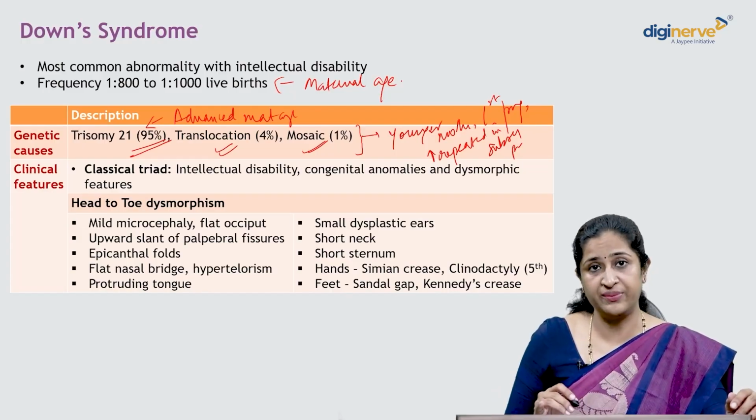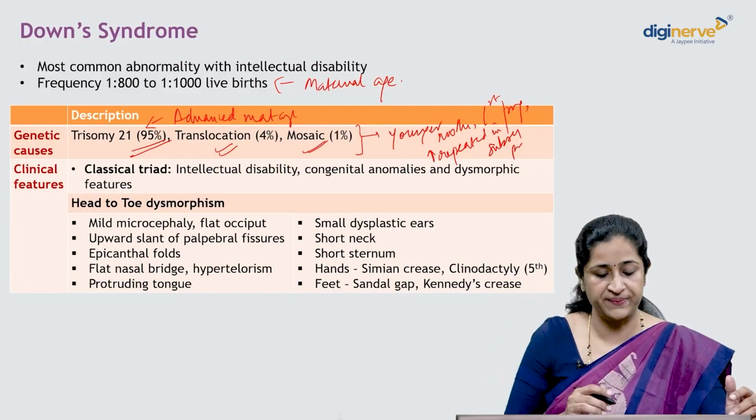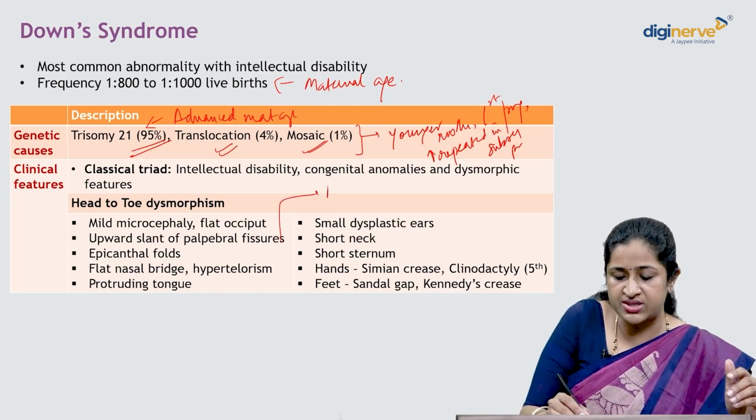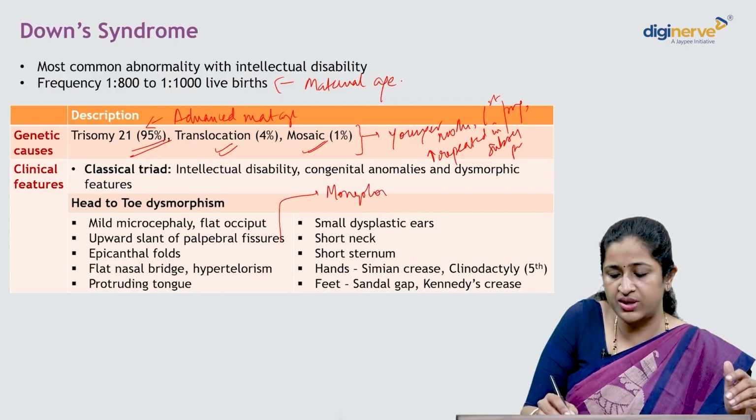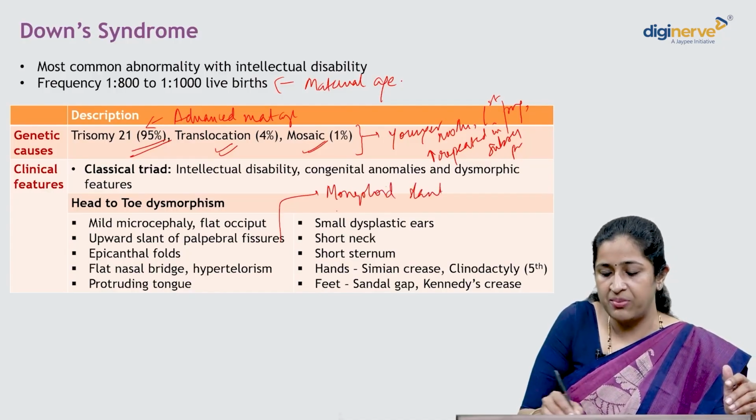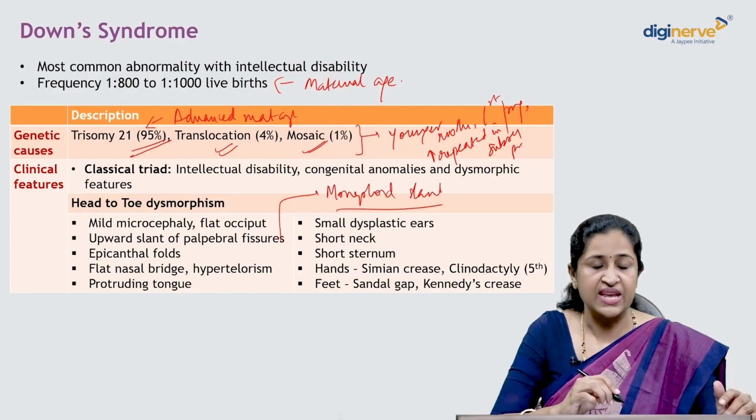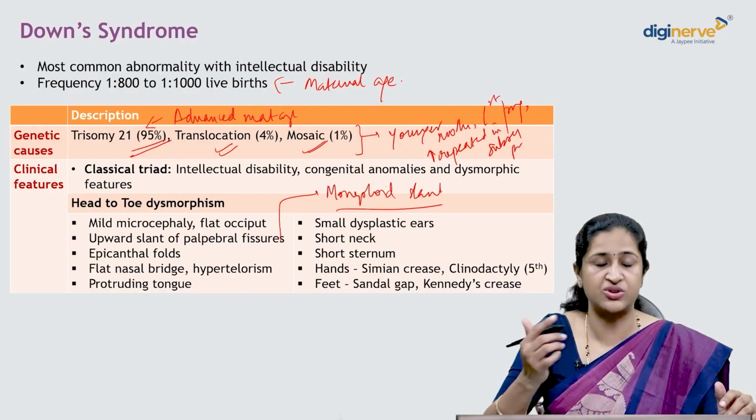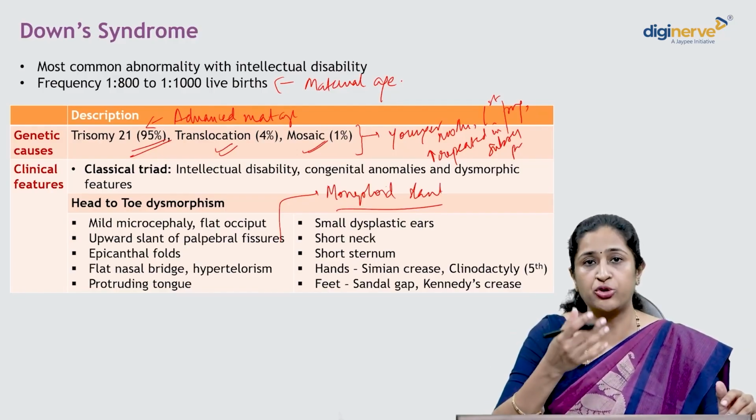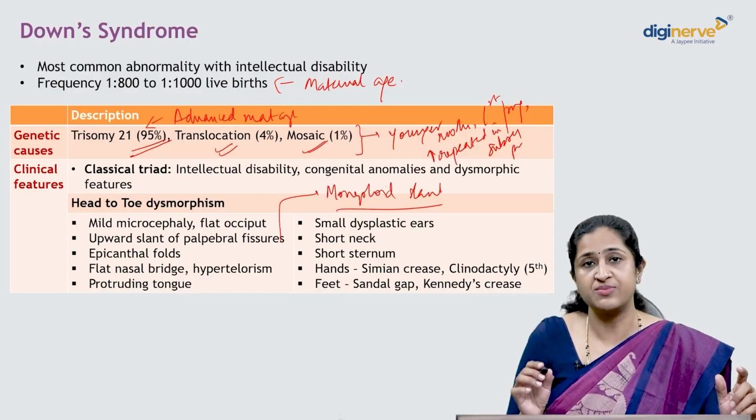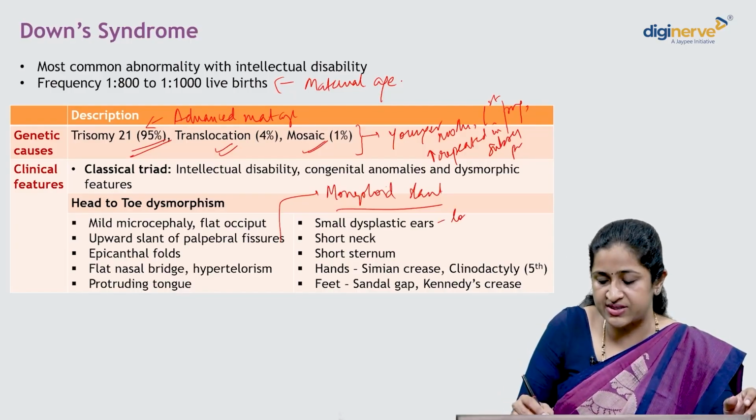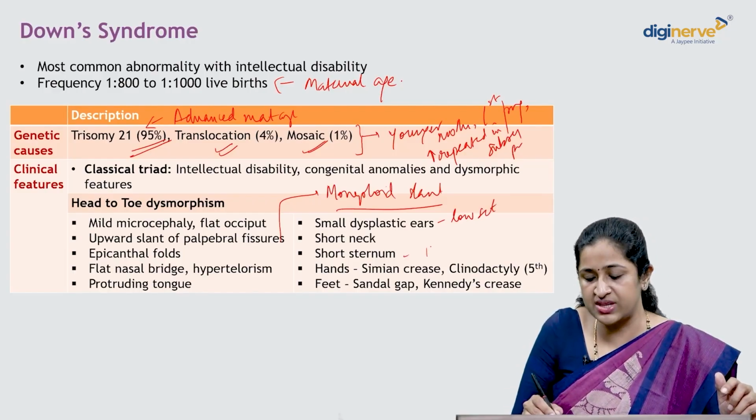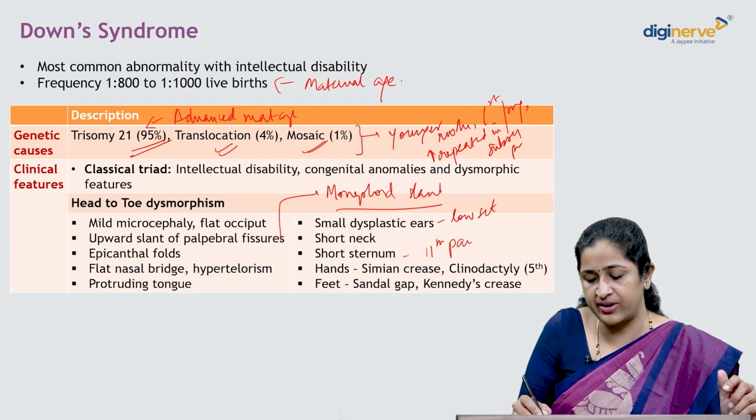You can see microcephaly with flattened occiput, sloping forehead, upward slant of palpebral fissure, which used to be called the mongoloid slant, but this term is no longer used nowadays. You have the presence of epicanthal folds, flat nasal bridge, widely spaced eyes or hypertelorism, a protruding tongue because of macroglossia, small dysplastic low set ears, short neck, short sternum. You have short sternum because essentially you have only 11 pairs of ribs.